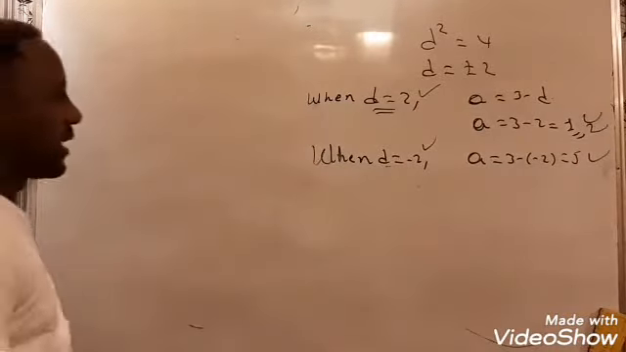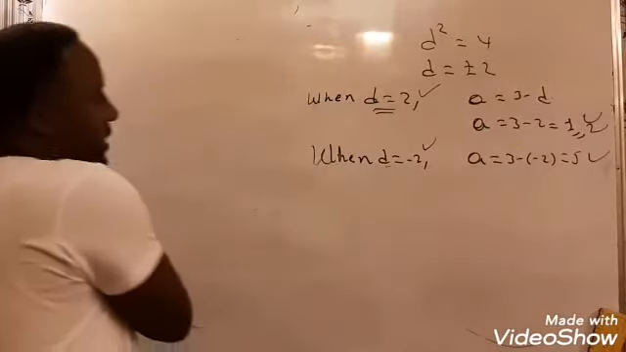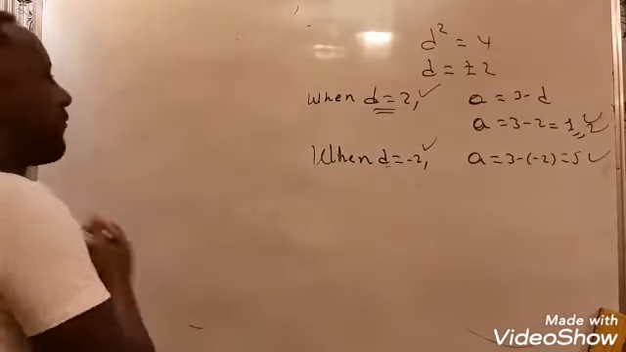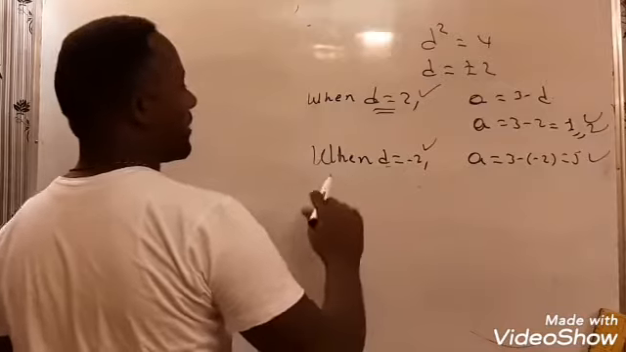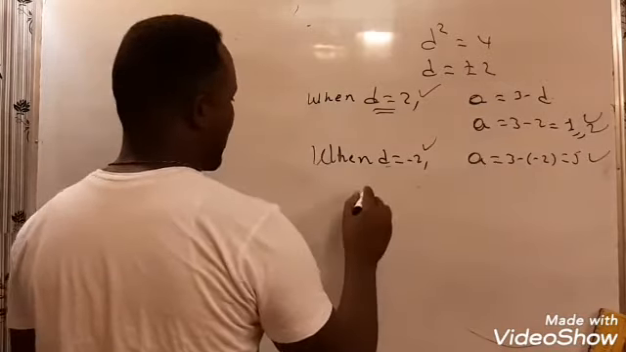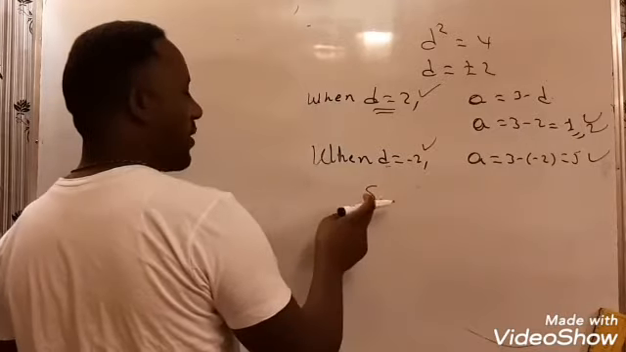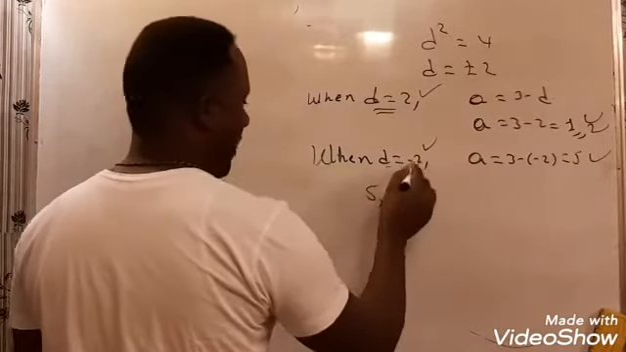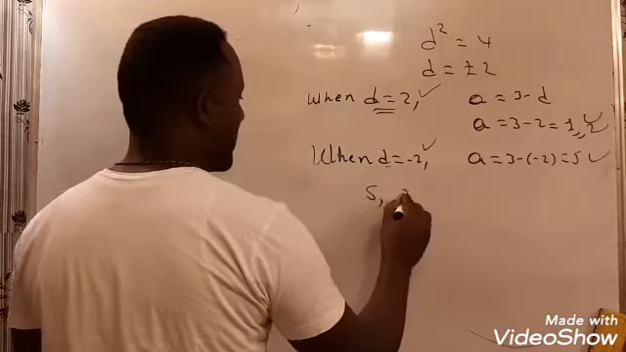So finally, let's come back to this one. So if d is minus 2, what are the 3 terms of the sequence? That is 5. Now, 5, if you add this on this one, that is 3.